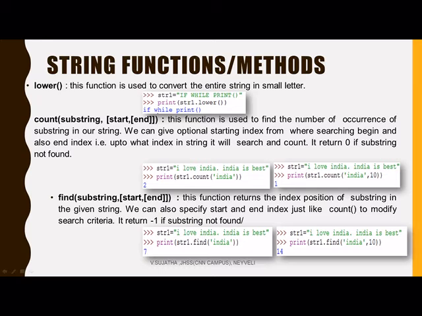So, at which index? See here, this is 0, 1, 2, 3, 4, 5, 6. From the 7th index, India is coming. Left to right, whenever it comes, this is the first position. If you give the starting position of 10, here it will come. Actually, this position is 14. So count means it is going to count the number of occurrences. Find means it will return the index position from which position onwards the substring is available.